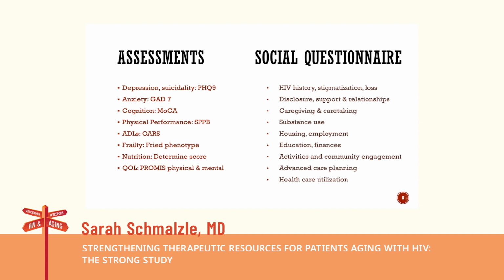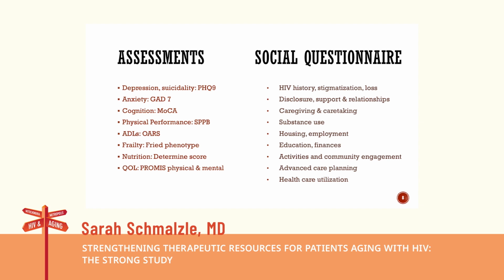Shown here are the assessments we ultimately chose based on covering as many aspects of a comprehensive geriatric assessment as we could in a way that felt feasible for our patients in clinic. We used the Patient Health Questionnaire 9 and General Anxiety Disorder 7 scores to assess depression, suicidality, and anxiety, the Montreal Cognitive Assessment for cognition, Short Physical Performance Battery, Older Adults Resources Score, and Fried Index to assess physical aspects of aging, the Nutrition Risk Scoring Tool, and Promise Quality of Life scores.